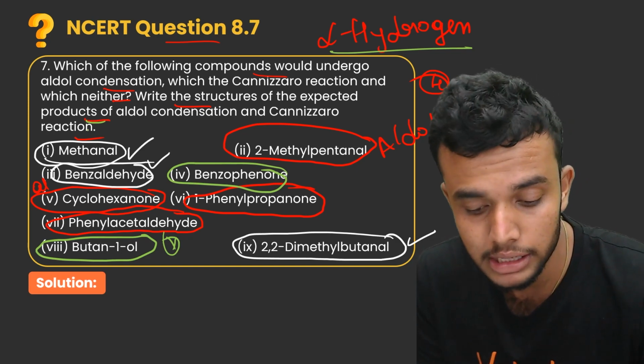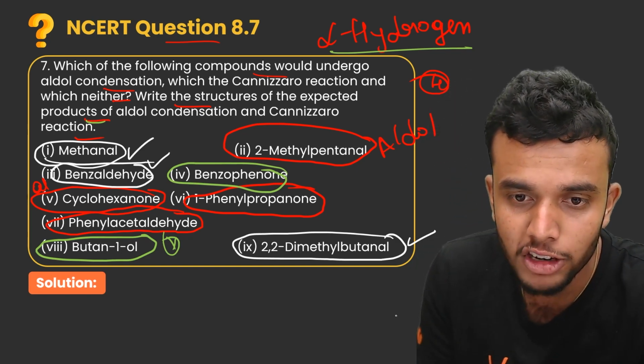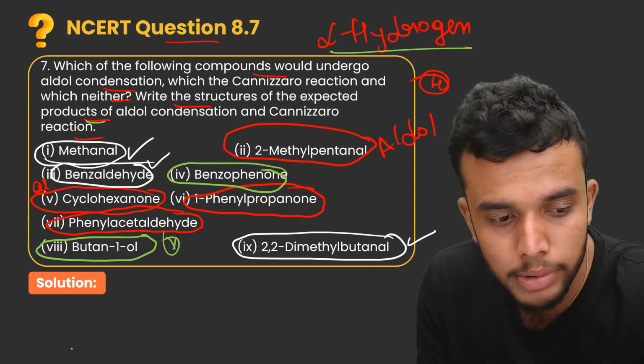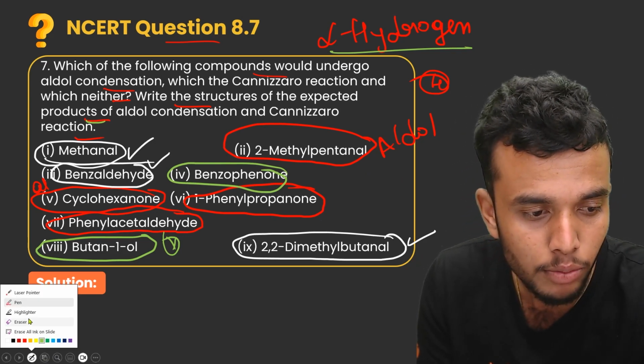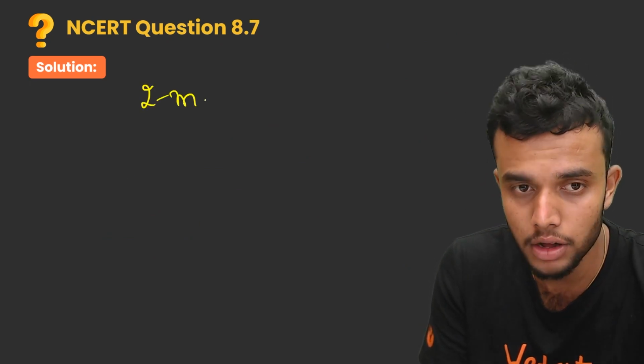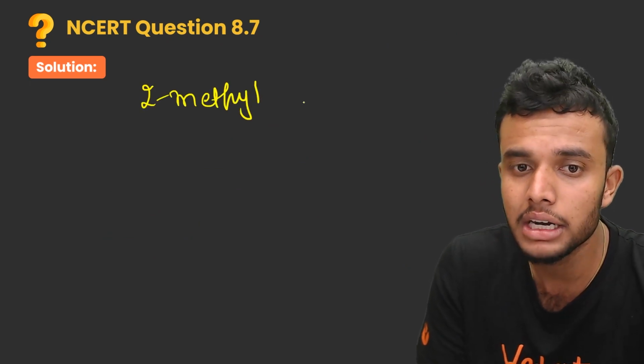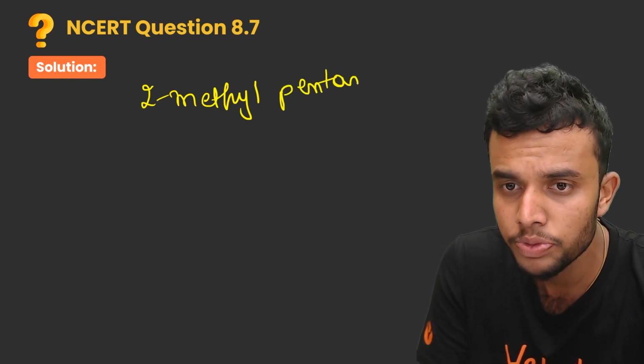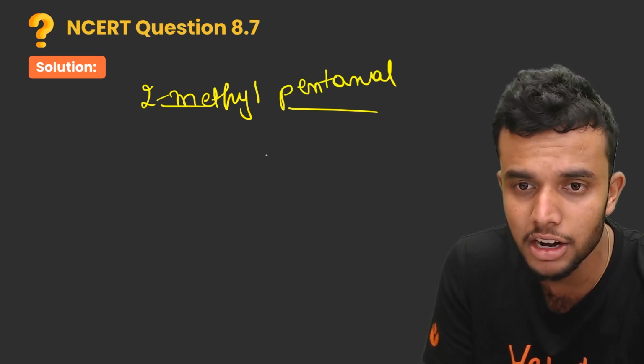Let's move on to the part where they also ask to write the structure of the expected products. Next, the aldol condensation product. First one is 2-methyl pentanal. One second, I change to 2-methyl pentanal. First one is 2-methyl pentanal. Okay students, first aldol condensation we already know. First we need to write the structure of the compound.